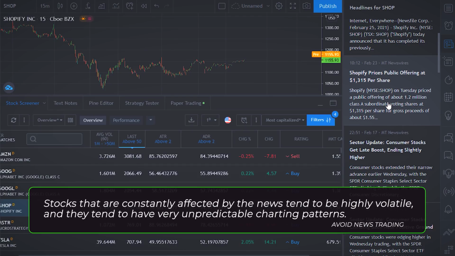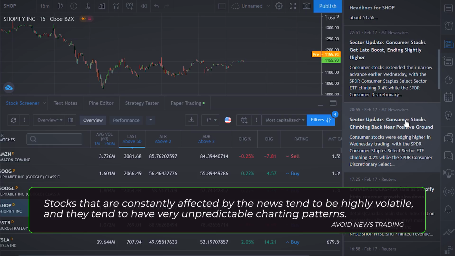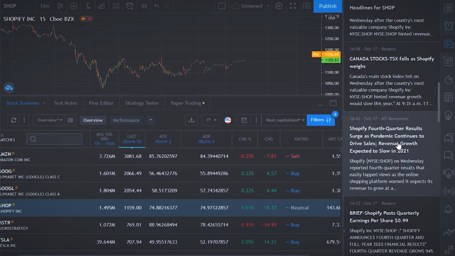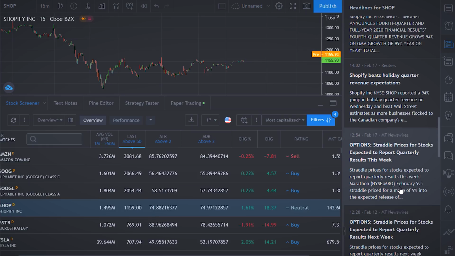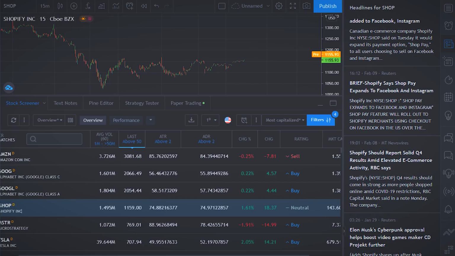If you are a beginner, don't try to anticipate the market reaction to big events. I can tell you from personal experience that the market often does exactly the opposite of what you think it should do. As a beginner, you're supposed to be avoiding the noise.